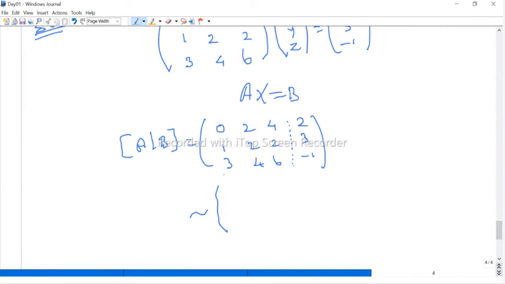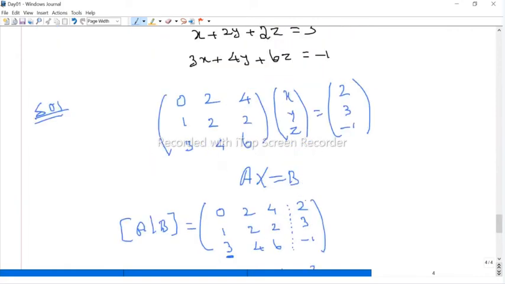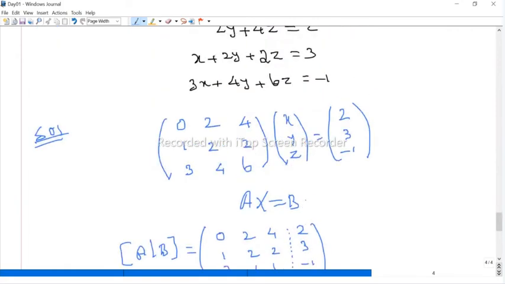So what is the elementary operation? First I am going to add minus 3 times, to make this entry 0. First I keep the first two rows, that is 2, 0, 2, 4, 2, and then 1, 2, 2, and then 3. Okay, did I make any mistake? Okay.